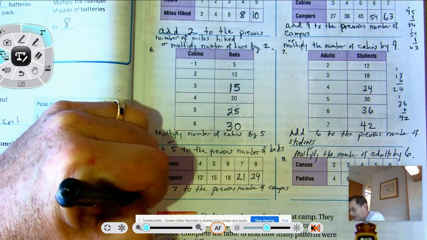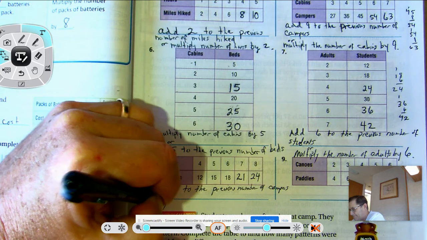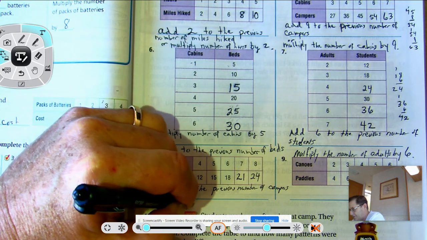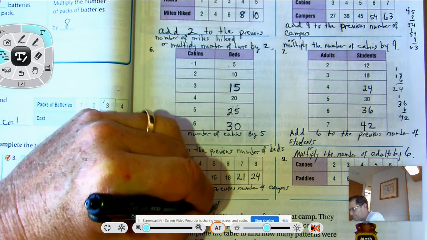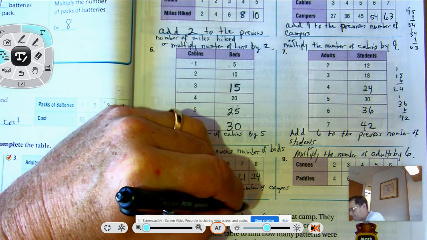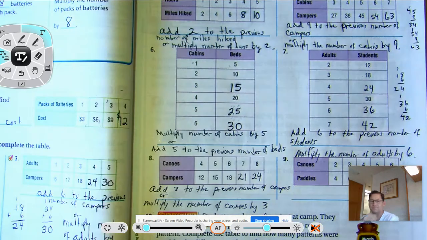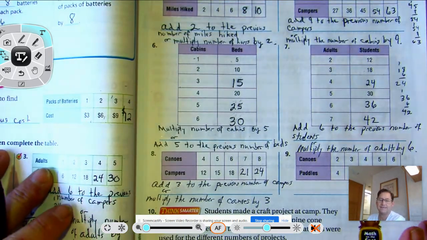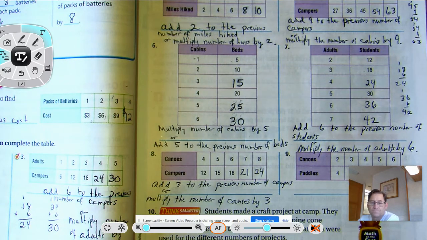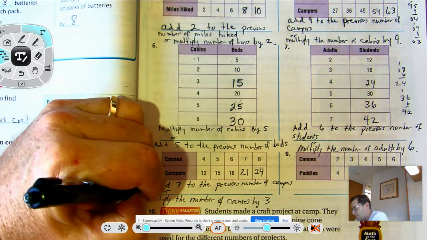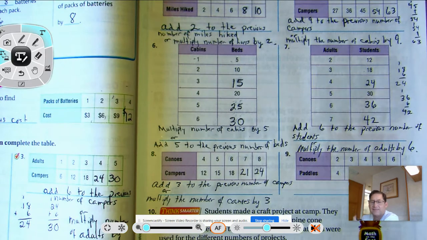or multiply the number of canoes by 3. 8 times 3 is 24. 7 times 3 is 21. 6 times 3 is 18, and so on.